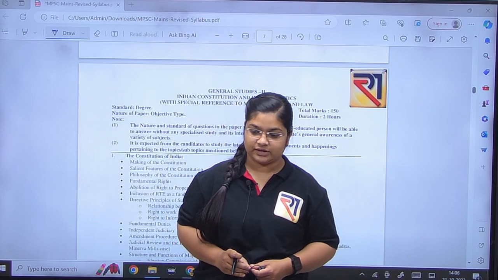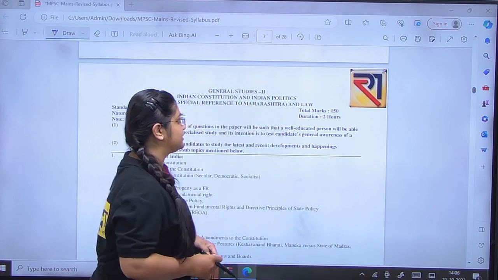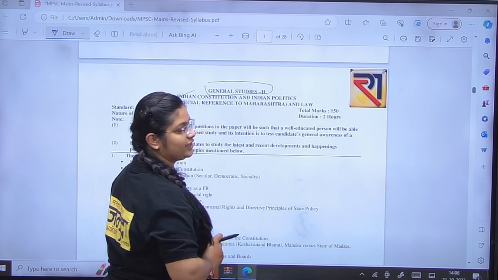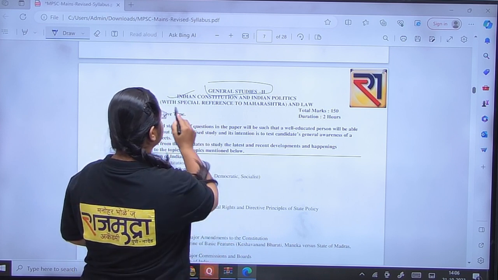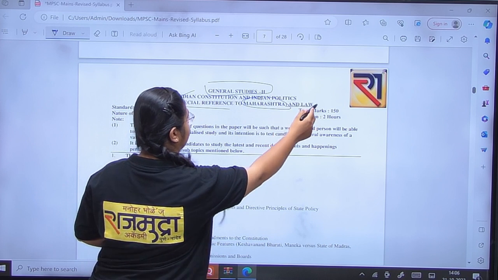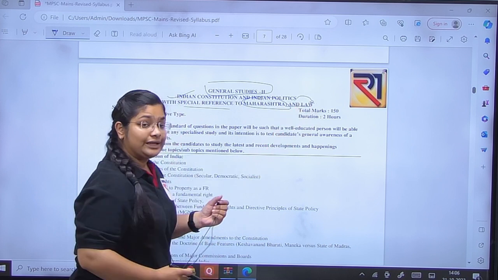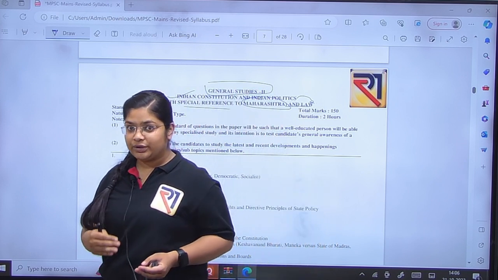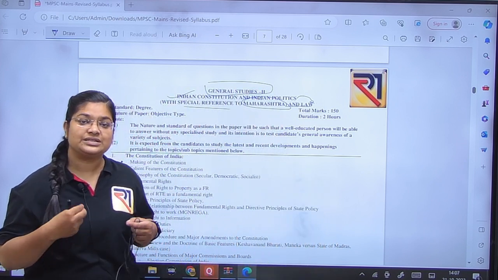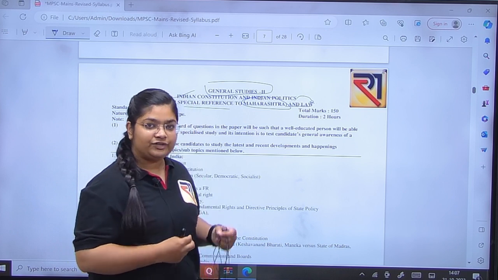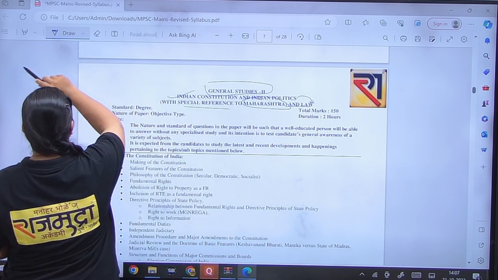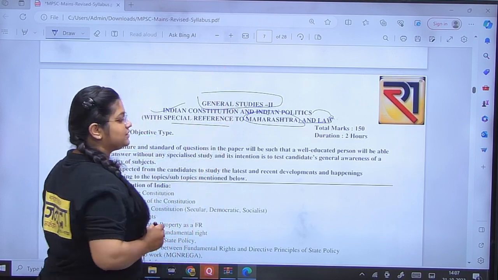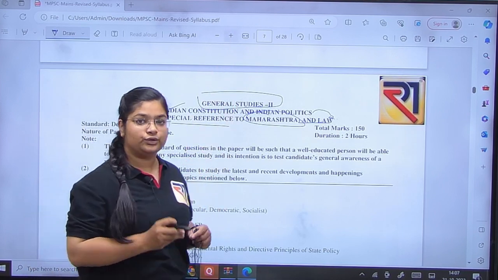My name is Varsha Varkar and from today onwards we will be studying General Studies 2, that is the Indian Constitution and Indian Politics paper, with special reference to Maharashtra and law. It consists of Indian polity and the various laws. Today we are going to learn about the syllabus first, because in every examination the one thing given by the MPSC, the Commission, is the syllabus, and we have to stick to that syllabus.